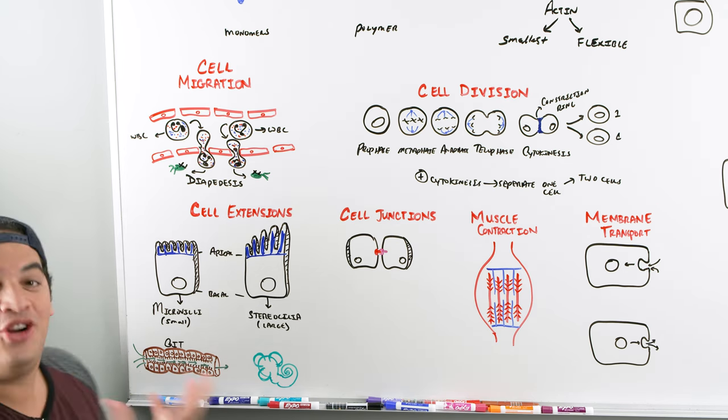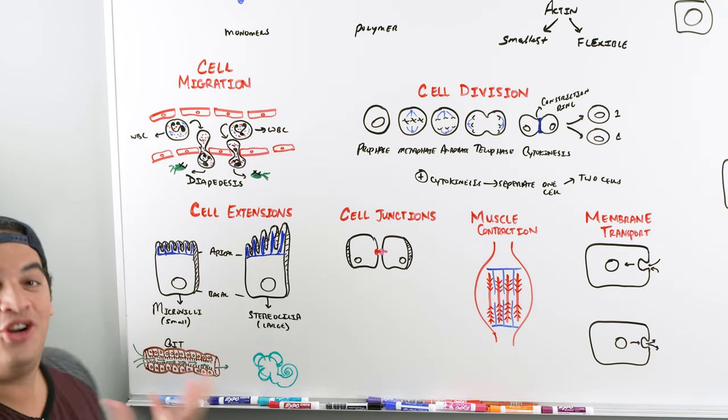So here we start off our mitosis with prophase. Then we go into something called metaphase. So we have prophase, and then metaphase, then what's called anaphase. I'm just hitting the big ones that are relevant and pertinent to the microtubules. Telophase.